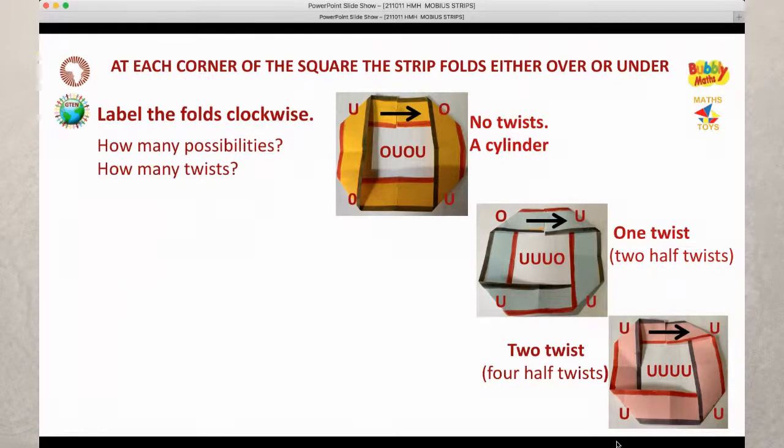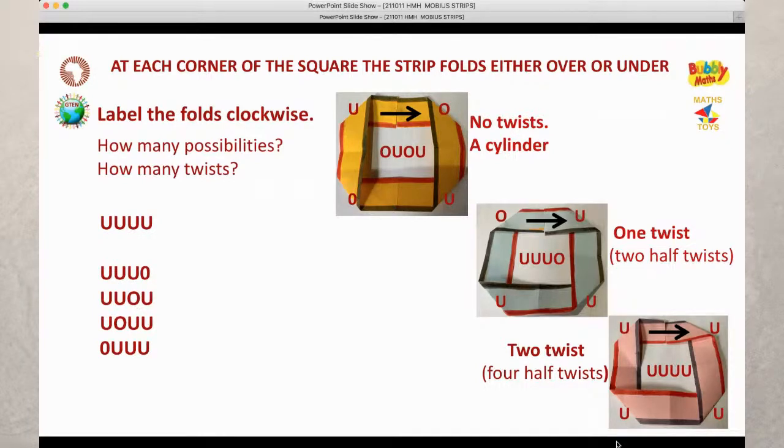One useful bit of school maths that you get out of this, which is really nothing to do with topology, is how many possibilities. It's a little experiment that you can ask about, because it's something that you need to understand when you come to probability. If you've got 4 different corners, with 2 things happening at each corner here, how many possibilities?